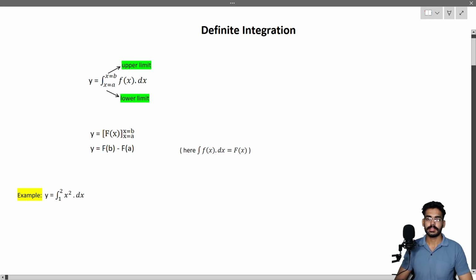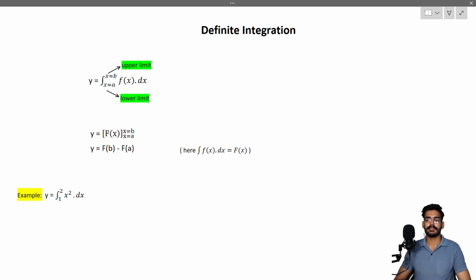Hello everyone. So now we are going to start with the next topic, that is definite integration. Till now we have seen the indefinite. So what is the difference between definite and indefinite? We're just going to see that, and then how to do definite integration.